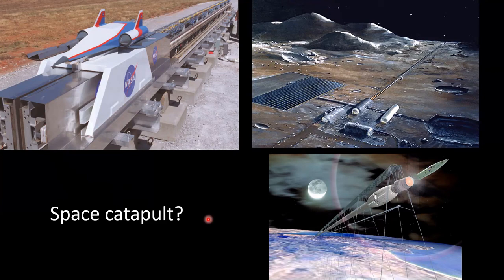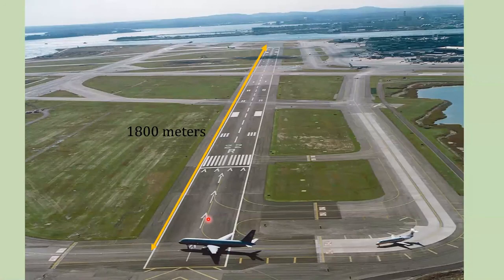So these are all just fanciful pictures I found on the web about space catapults. Is it ever actually going to happen? Let's take a look here. Here's a typical runway. I looked up the value. 1,800 meters is almost 2 kilometers, so that's a little over a mile. Okay, I believe I did that right.